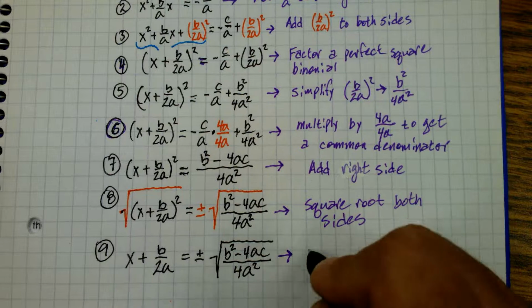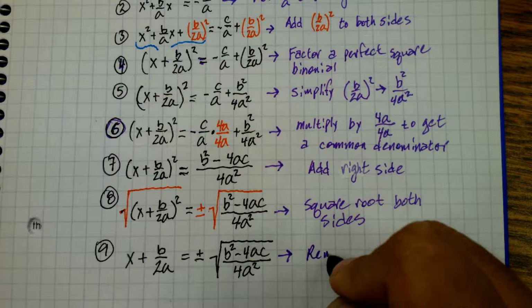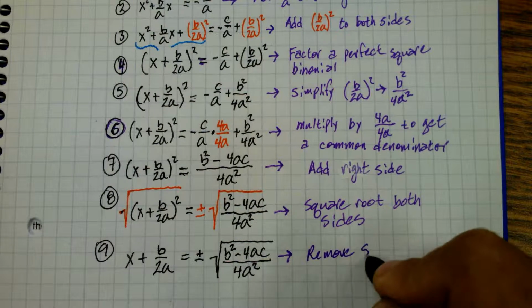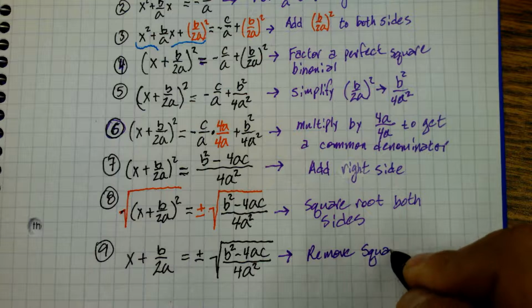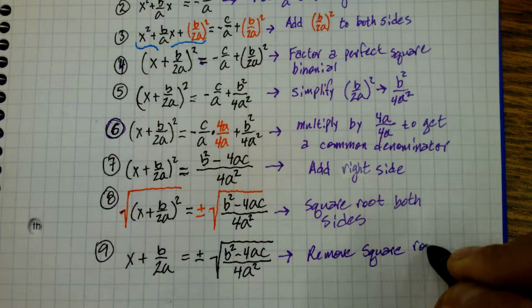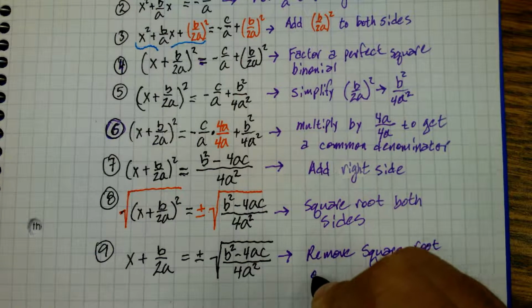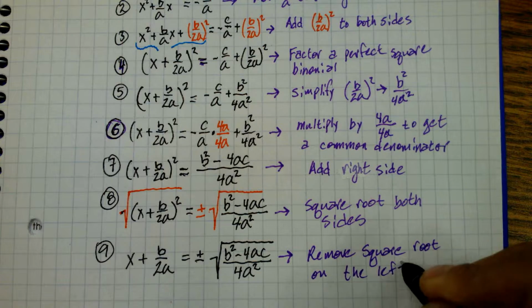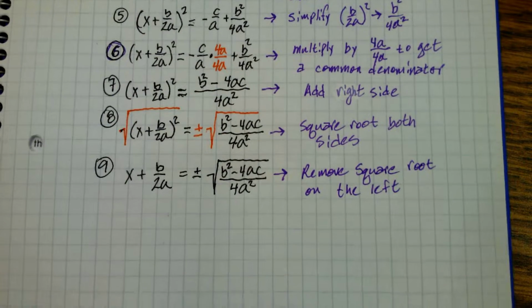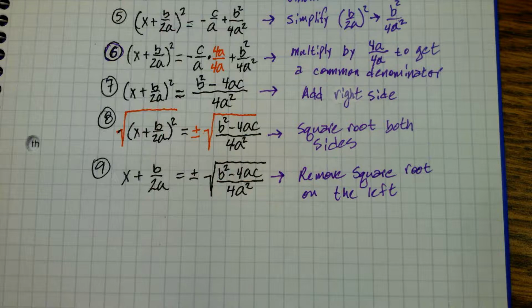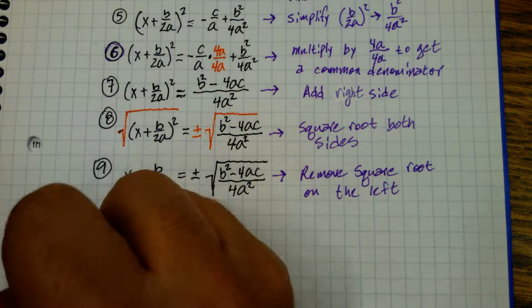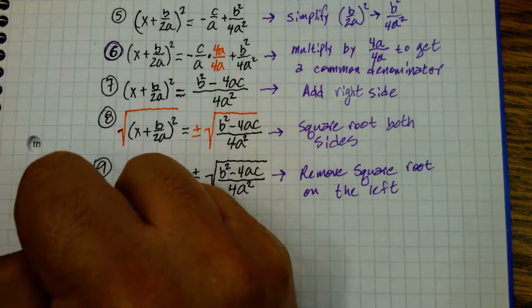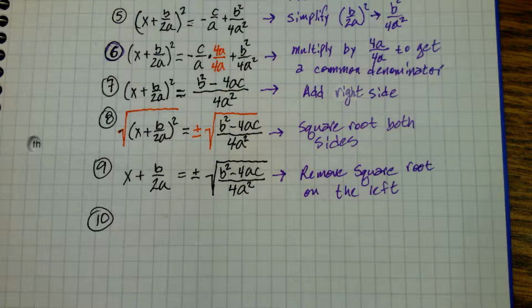So remove the square root on the left. Okay. Just a few more steps left. Number 10. All right. So we got rid of the square root.